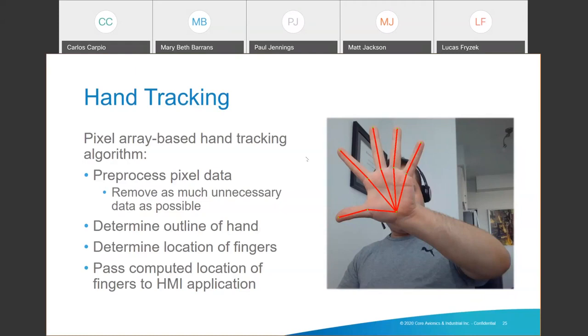I'm going to describe a pretty generic algorithm for hand tracking that relies on pixel array based data that you might get from a CMOS sensor. The idea behind this algorithm is we're going to pre-process the pixel data and remove as much unnecessary information as possible. So we want to filter out parts of the data that don't represent the hand, isolate where the hand is in the scene, and then use that information to determine the position of the fingers and the palm itself.